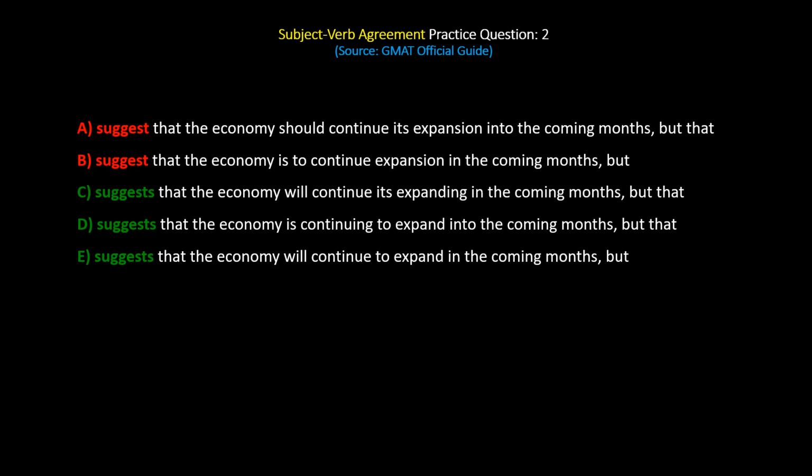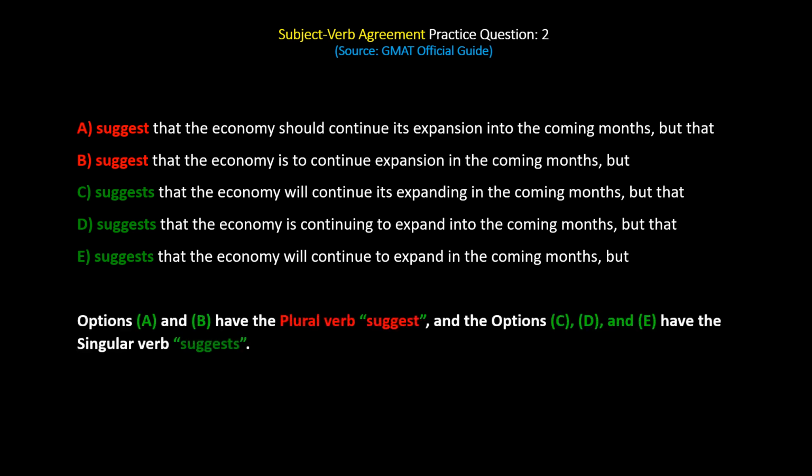I see that options A and B have the plural verb suggest, and the options C, D and E have the singular verb suggests. Please note, if we add s or es to the verb, then the verb turns singular. Speak is a plural verb and speaks is a singular verb. Similarly, do is a plural verb and does is a singular verb.